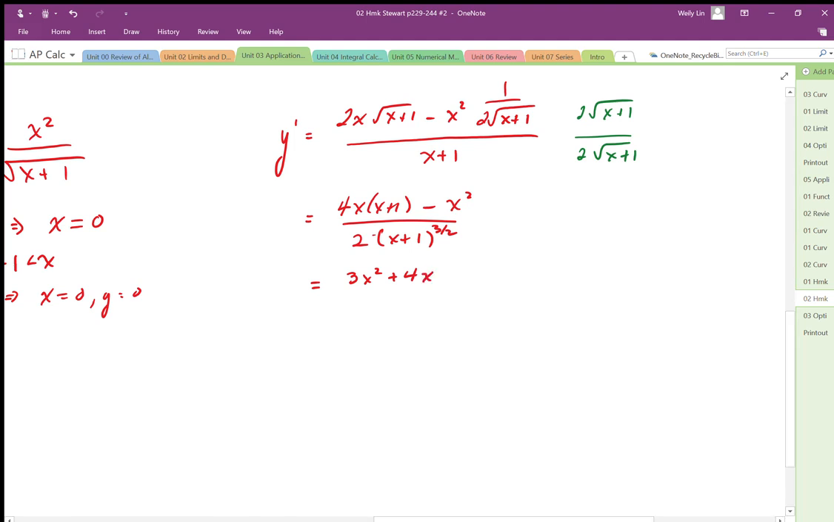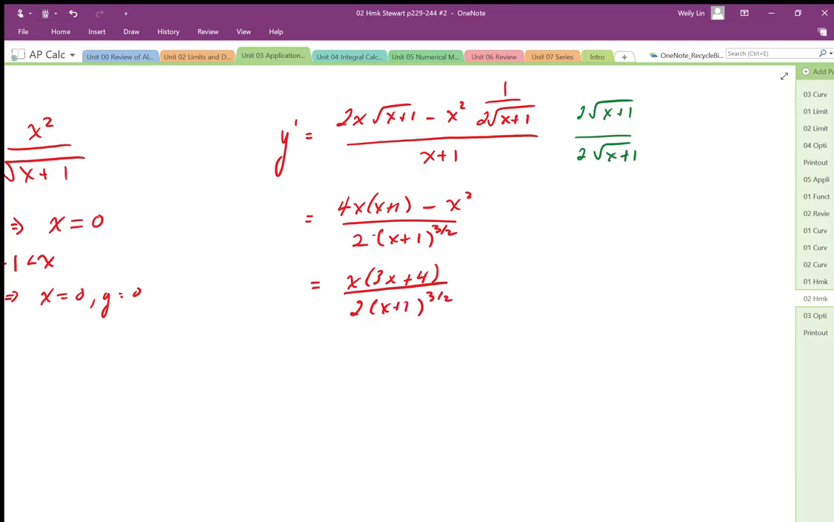So I should maybe factor that. It's going to be x times 3x plus 4. Just making sure I've got my like terms here: 4x squared minus x squared is 3x squared, plus 4x, and then I factor out the x. That looks good. So I'm going to write this over 2 times x plus 1 to the power 3 over 2.